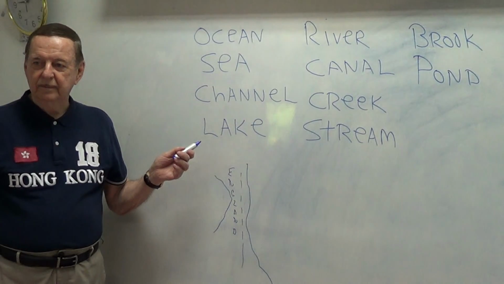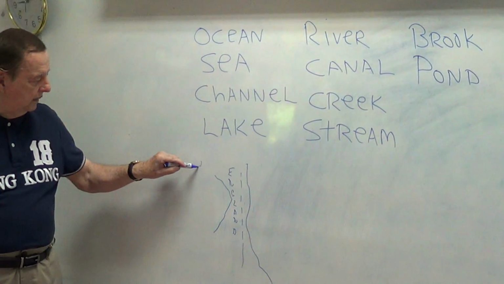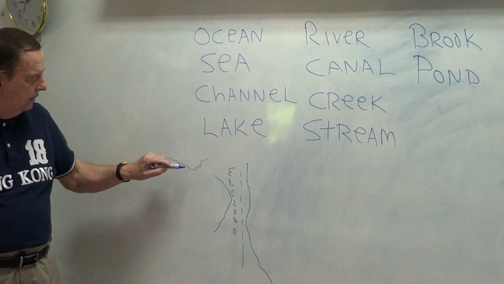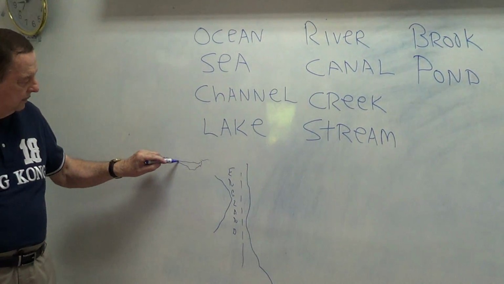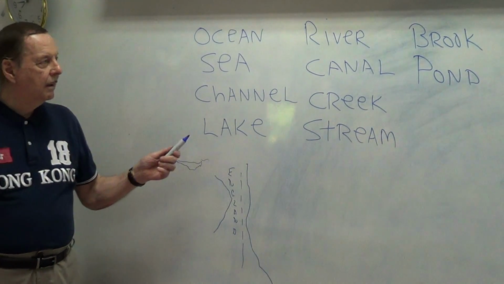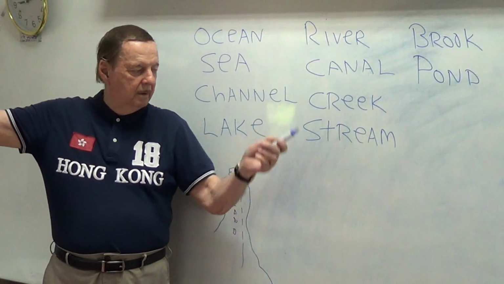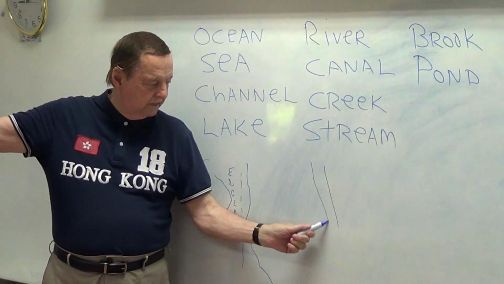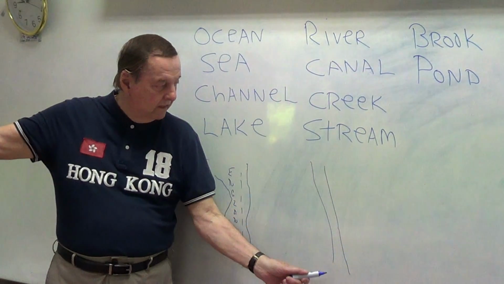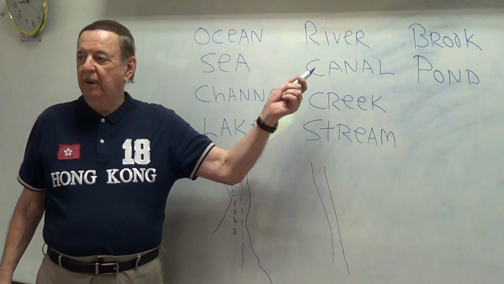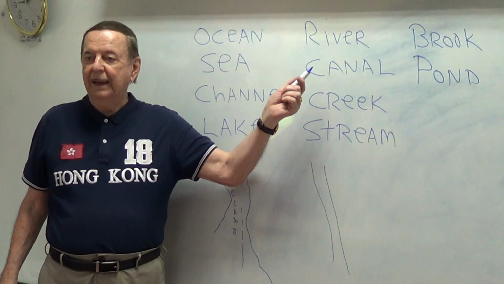A lake, maybe in the mountains, you would have a lake. And a river, for example, the Chalprai River, going down to the sea. A canal, we spoke about a canal yesterday.